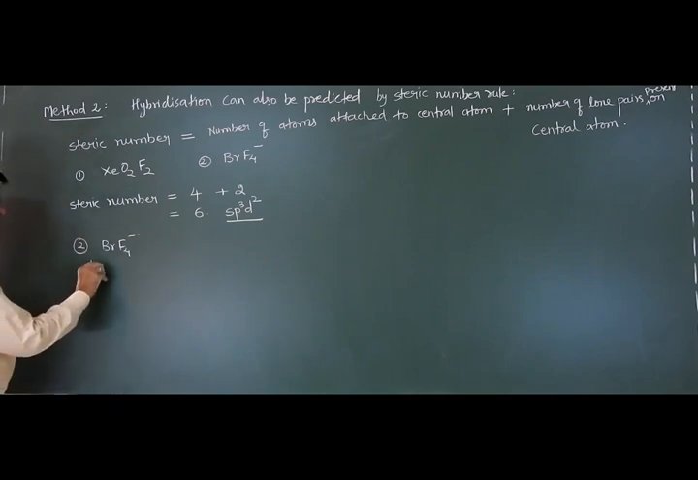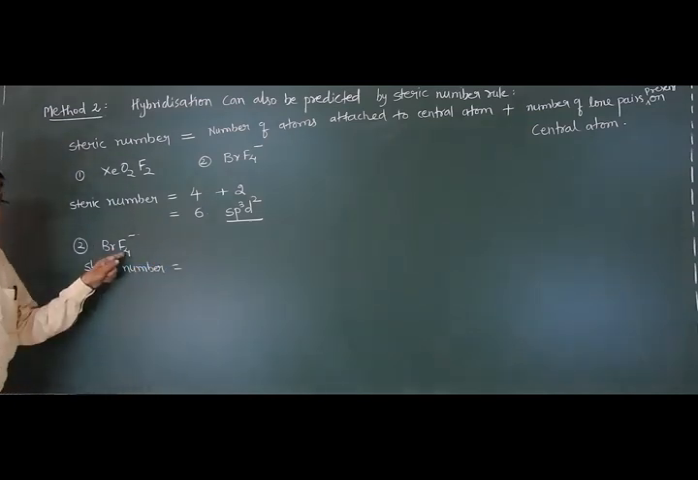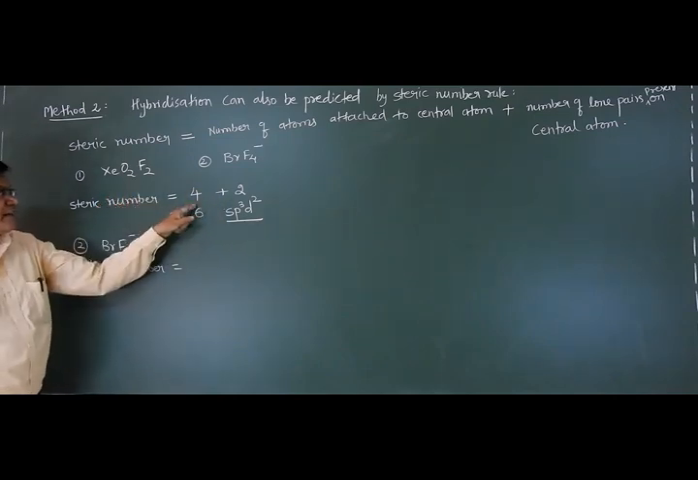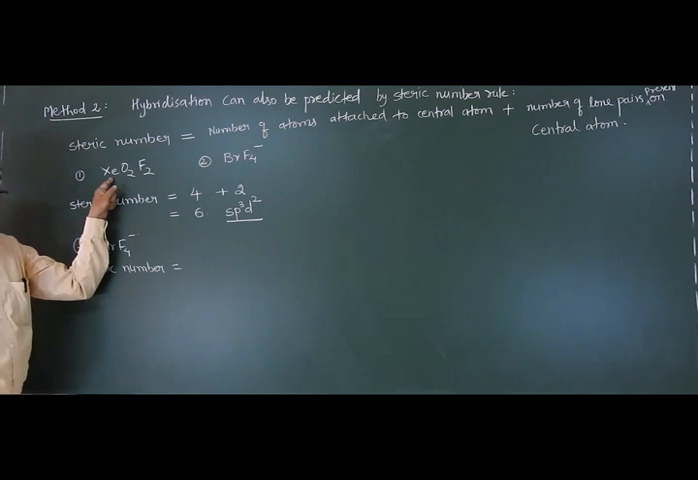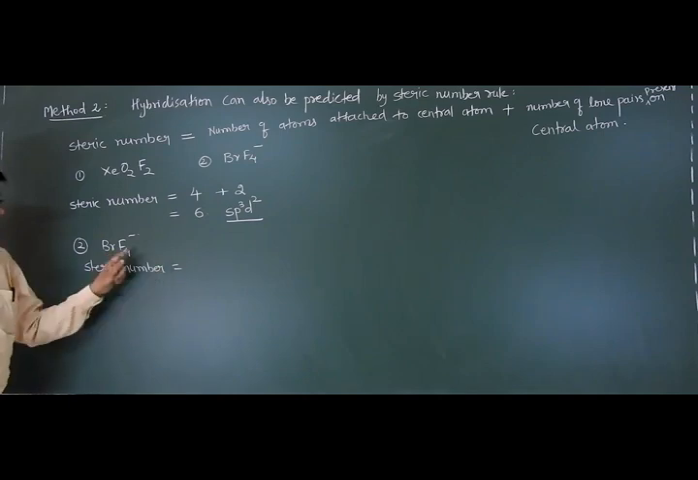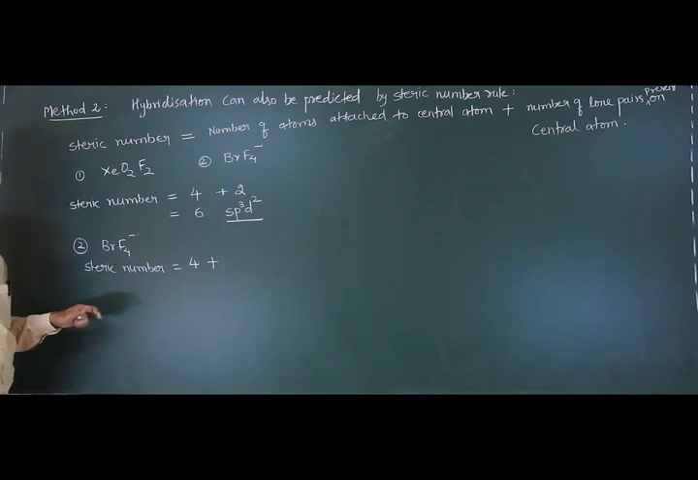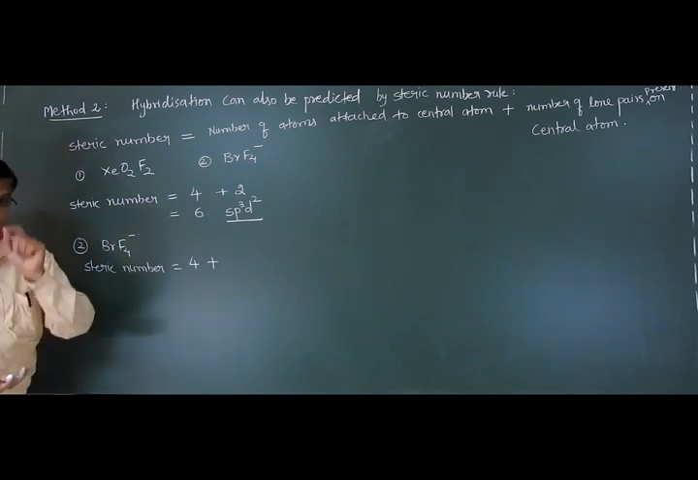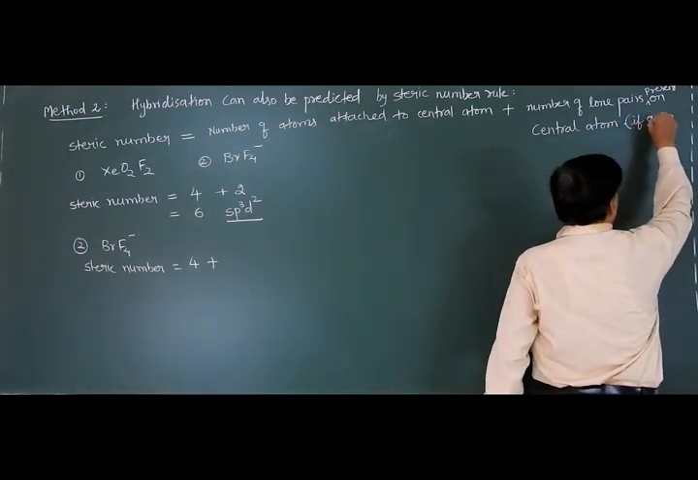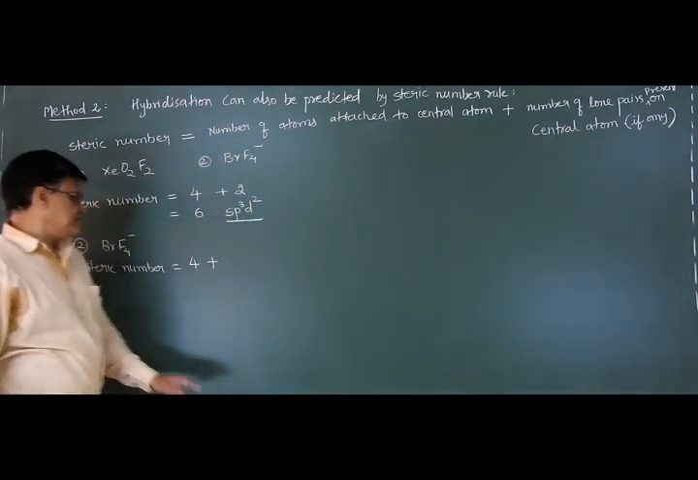Steric number equals, how many atoms are attached here? Mono atom, double atom, total atoms: 2 plus 2, 4 atoms. Lone pair means what? 2 electrons equals 1 lone pair. Here, how many atoms? 4 atoms are attached to the central atom. Number of lone pairs present on the central atom, if any, you can write in brackets. If any means whether any lone pairs are present or not.